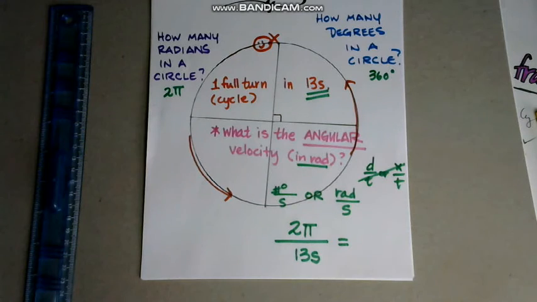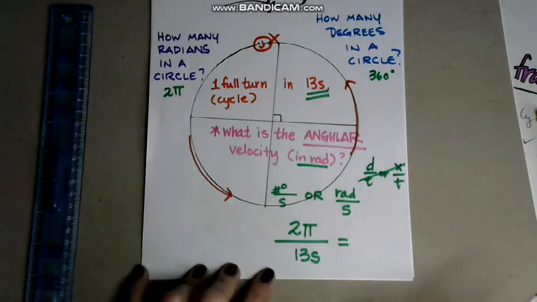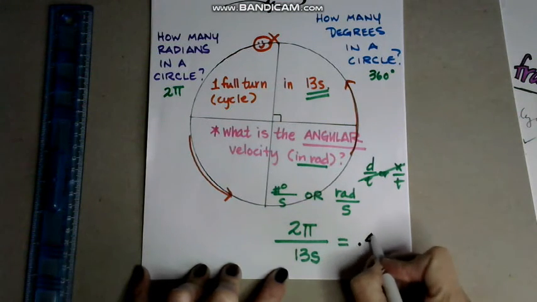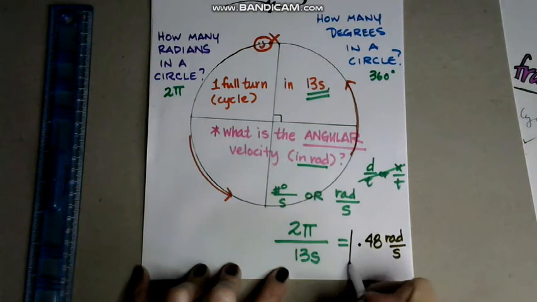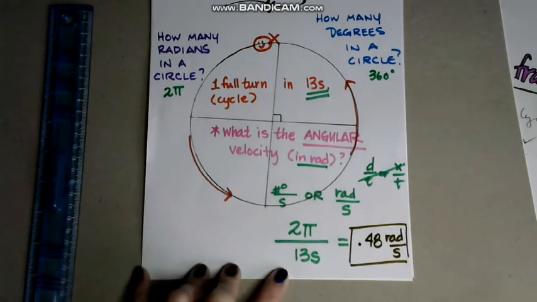Okay, go ahead, calculate, and put your answer in, please. And your final answer should be 0.48 radians per second.